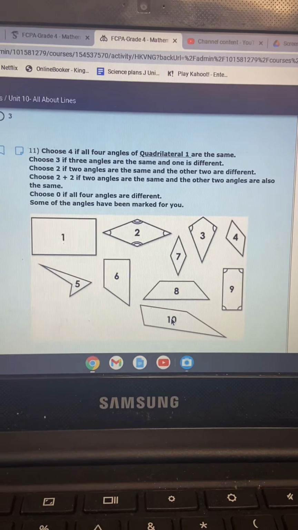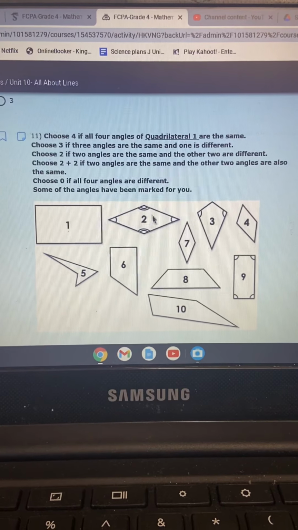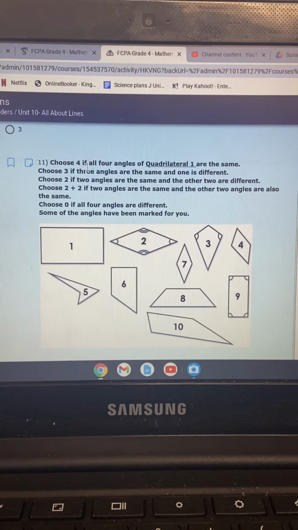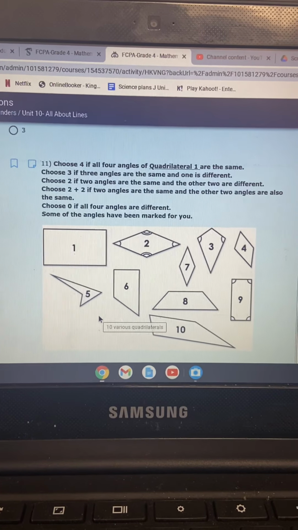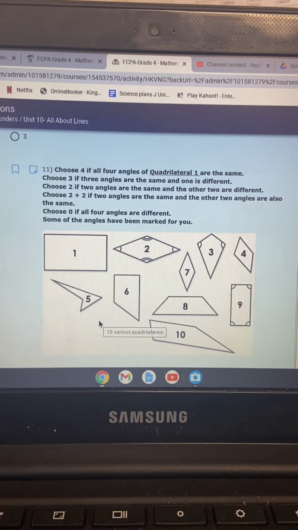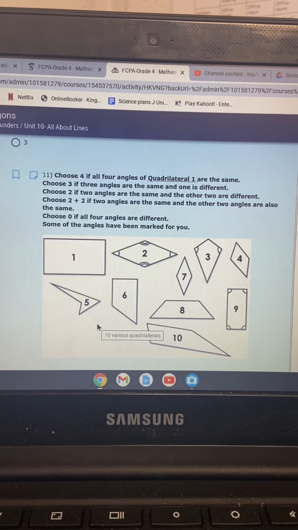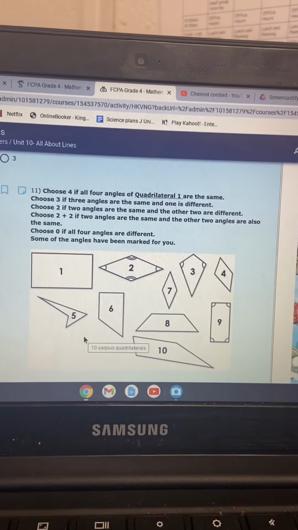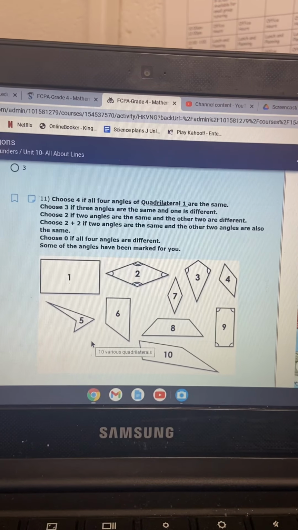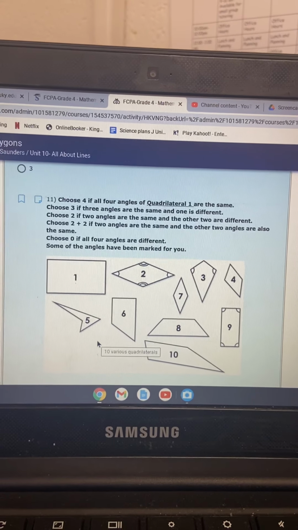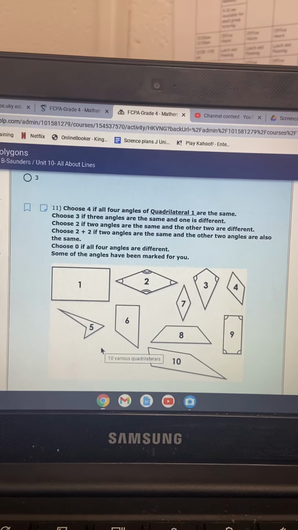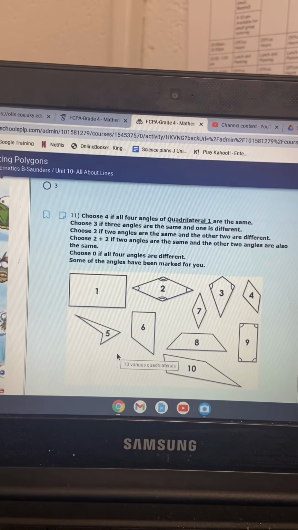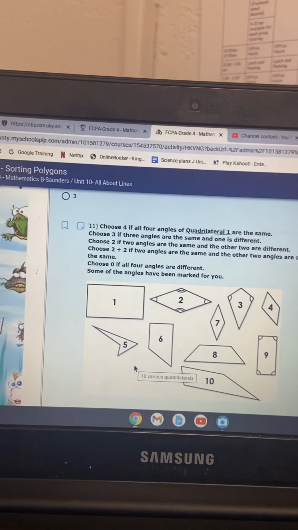Now, we've got a different way to classify these quadrilaterals. So we're either going to see that all 4 angles are the same, that 3 angles are the same, that 2 angles are the same, or that opposite angles are the same. So that would be like 2 angles are the same and the opposite 2 angles are the same, but none of the 3 of them, or they're not all 4 the same. And we'll look at an example of that because I know that that's a bit confusing when you look at it.